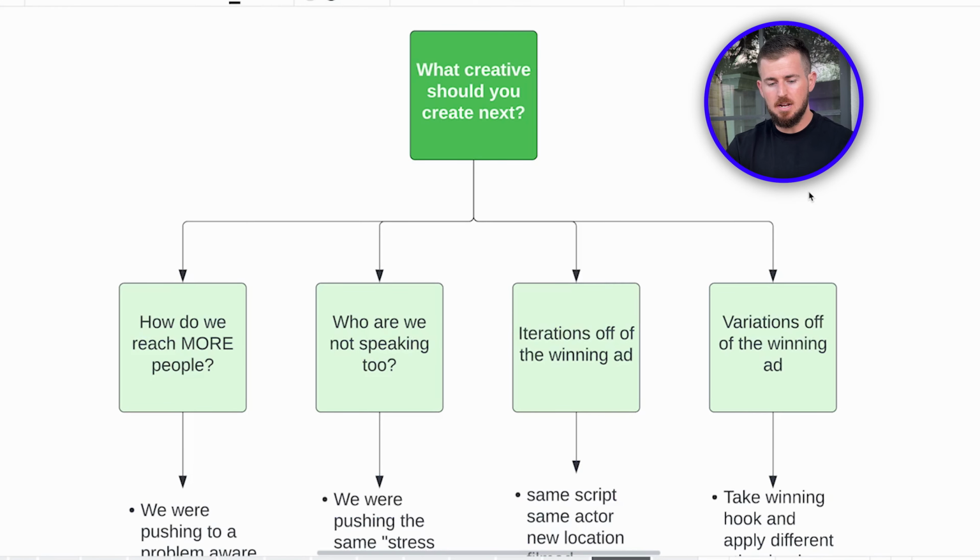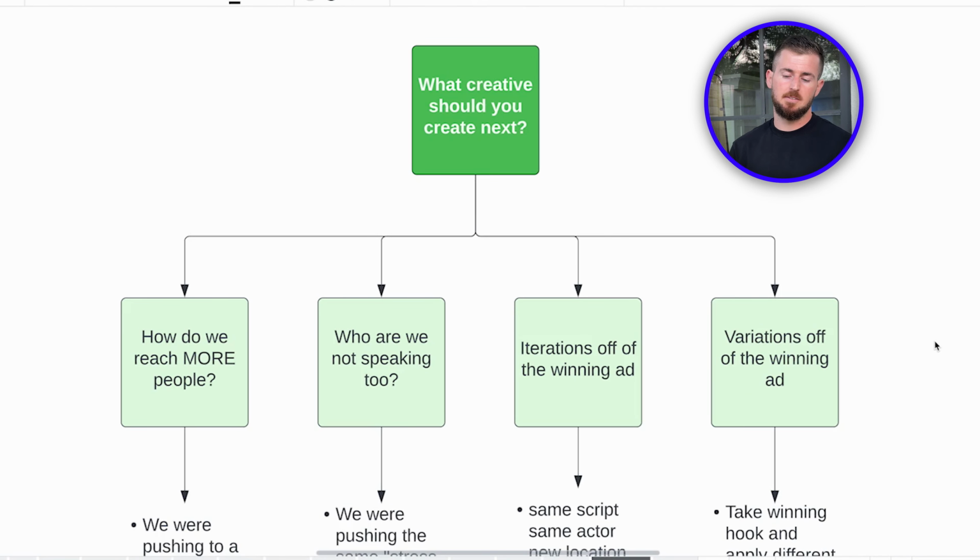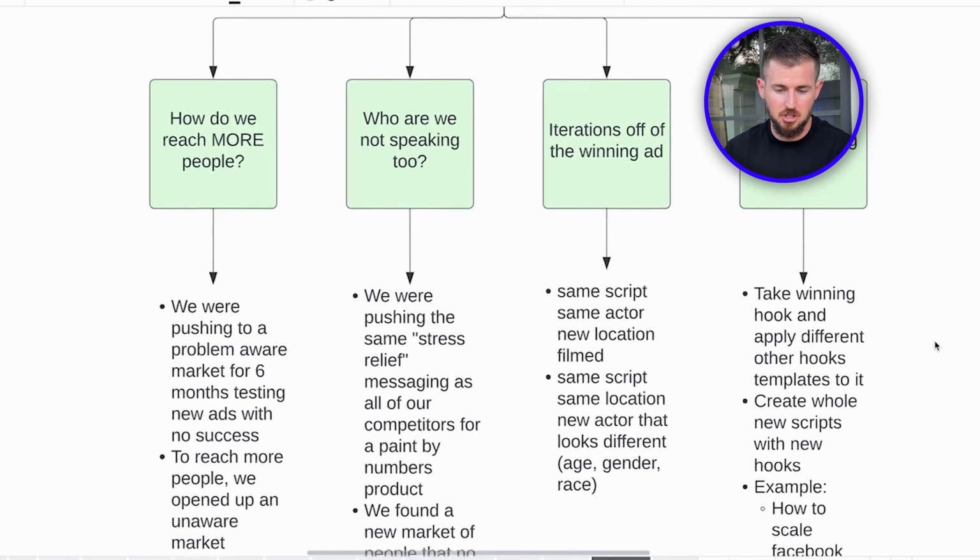I've got this little chart right here, and there are 4 key things I'm looking at. How do we reach more people? Who are we not speaking to? Iterations off the winning ad, and variations off the winning ad. Each one has some very specific scenarios that I'll go over, and different case studies that have helped us scale. The first one we'll talk about is how to reach more people.